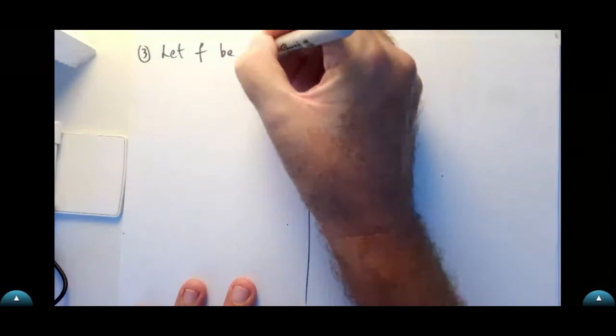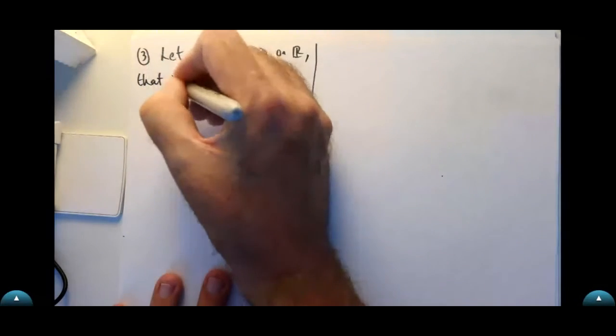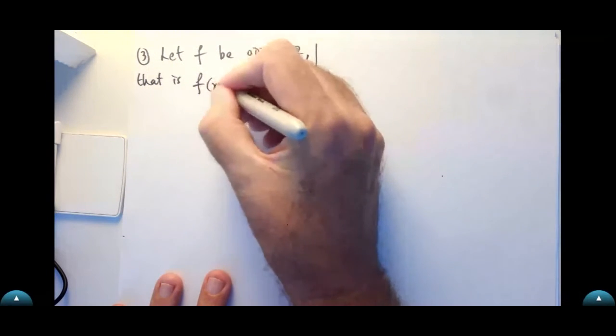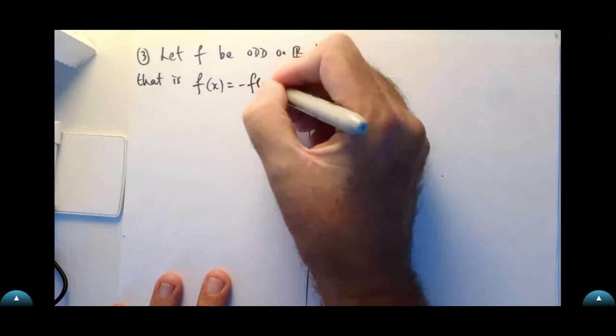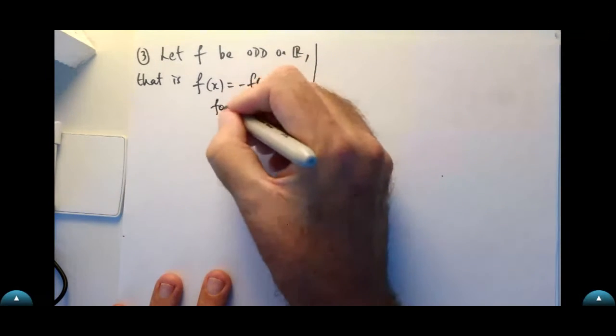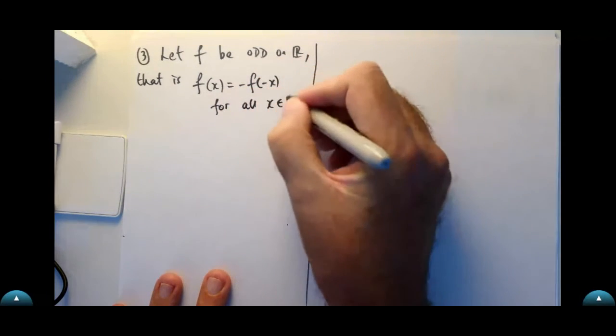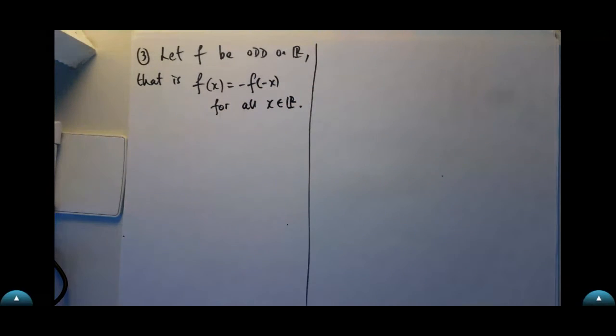Okay, so this is question 3. Let f be odd on the real line. That is, f of x equals this for all values on the real number line. Okay, so for part A, let's have a look at this combination.